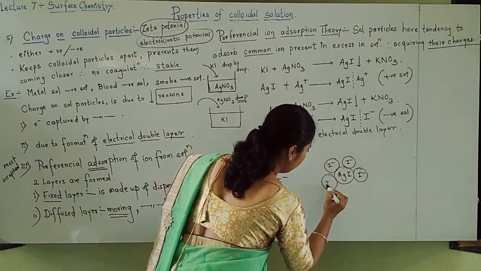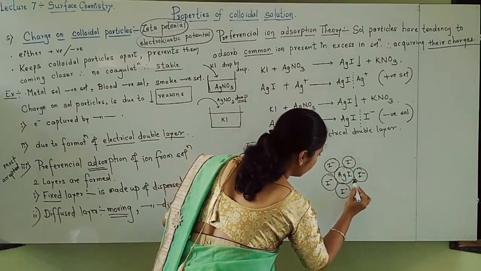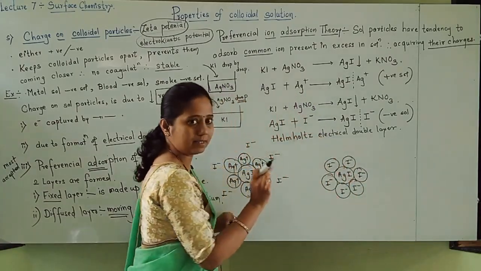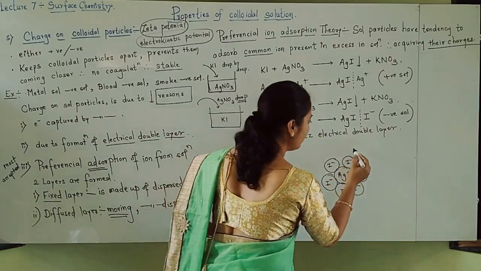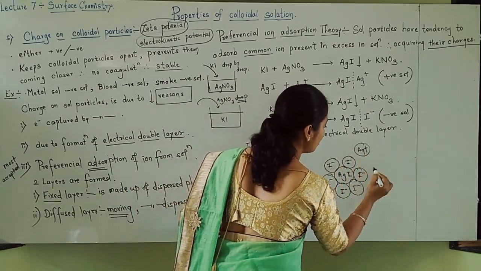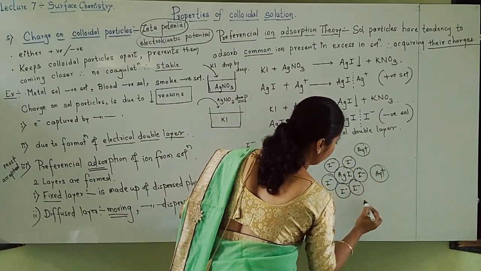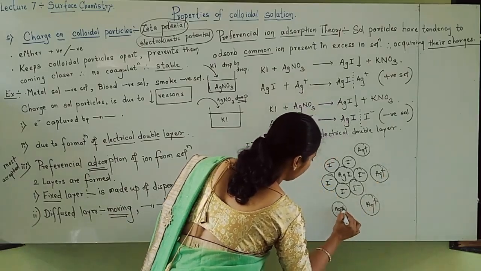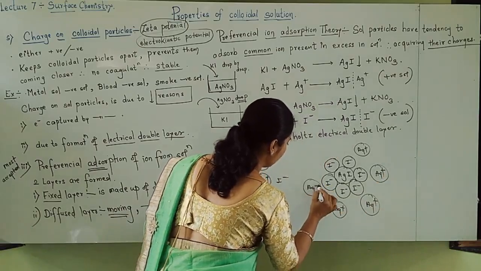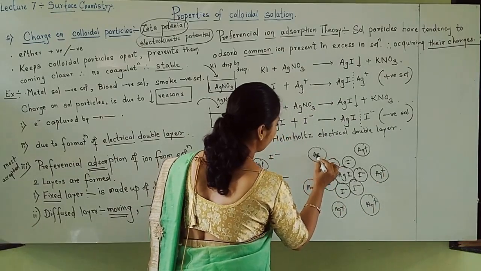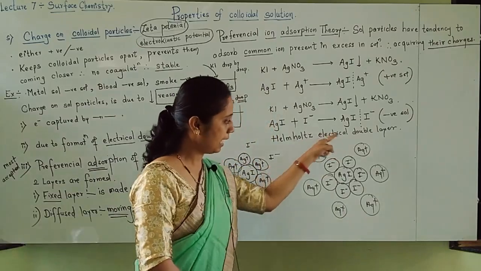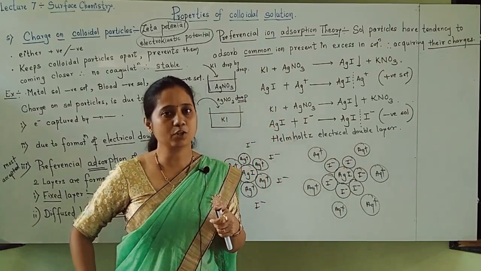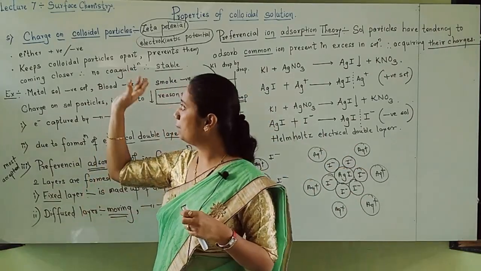See here, I minus got adsorbed on the surface of AgI. This is the negative colloidal particle, the dispersed phase, and surrounding I minus, now who will come from the solution? Ag plus will come from the solution, from the dispersion medium. Ag plus ions are positively charged, so they get attracted towards the negatively charged I minus. These come from the solution, the dispersion medium, and this forms the second diffused layer like this. I hope student you understood charge on the colloidal particles very well.